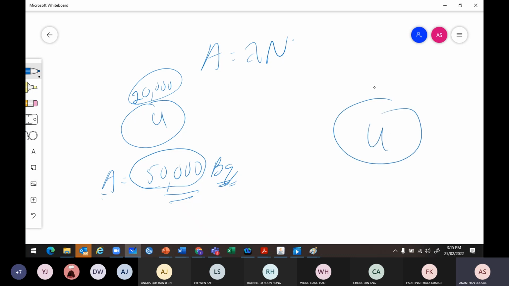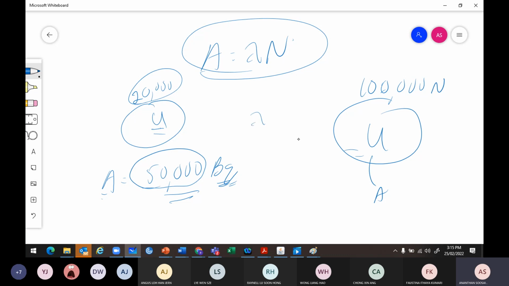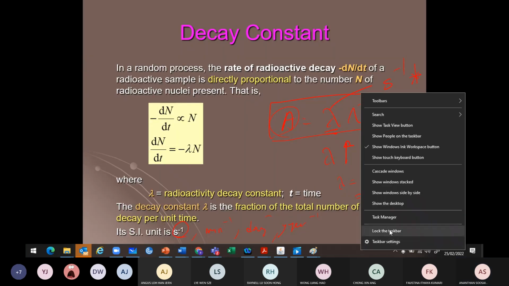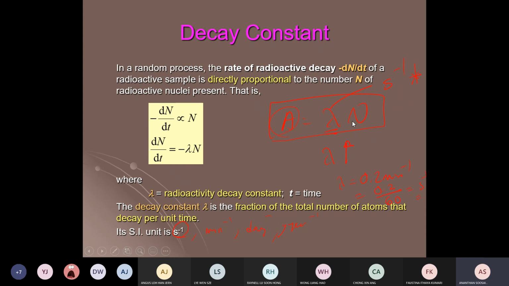If the uranium has 100,000 particles, what will the activity be? Of course, use A equals lambda n. Because both are made of the same substance, lambda is the same. So A over n for the first one should be the same as A over n for the second one. So you can find the new activity. So the first equation is used to find the activity for a specific number of particles.